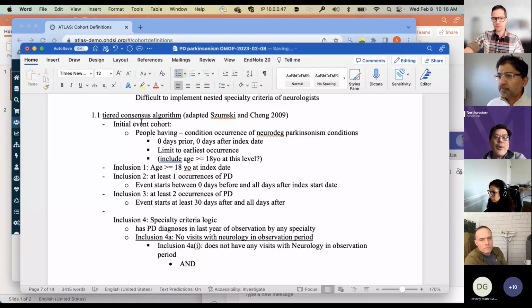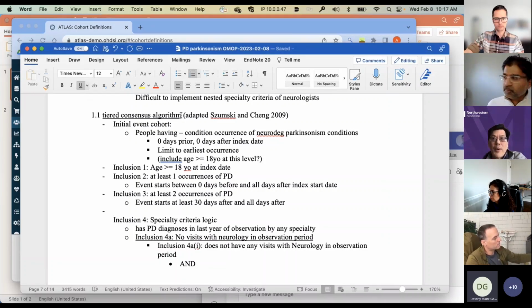Okay. So the idea of the tiered consensus algorithm is that the people that are most capable of making the diagnoses and distinguishing neurodegenerative Parkinsonism syndromes separate from Parkinson's disease are movement disorders experts as the top tier, and then neurologists as the second tier, and then everybody else. And so the algorithm is designed to put more weight on the top tier specialties.